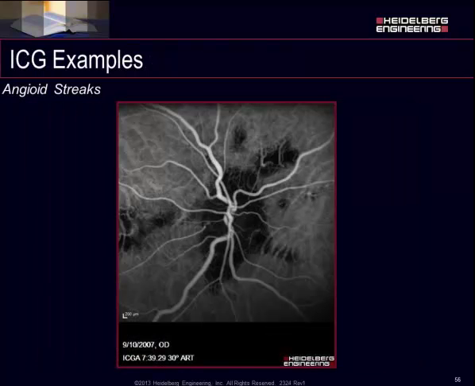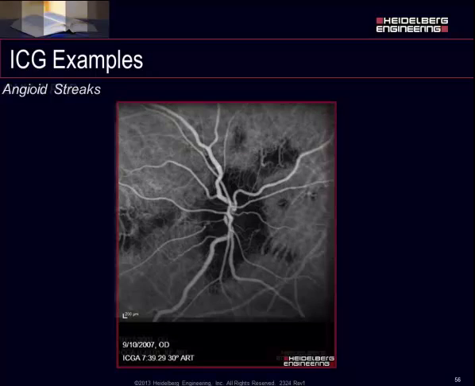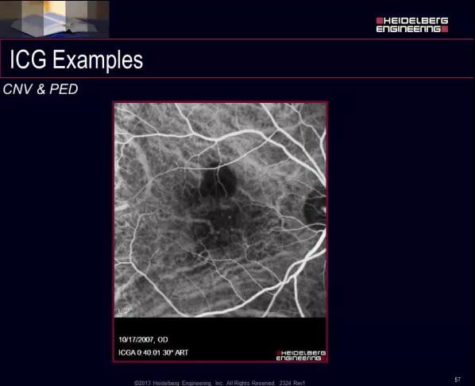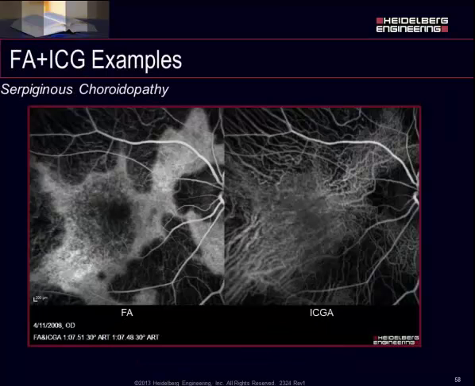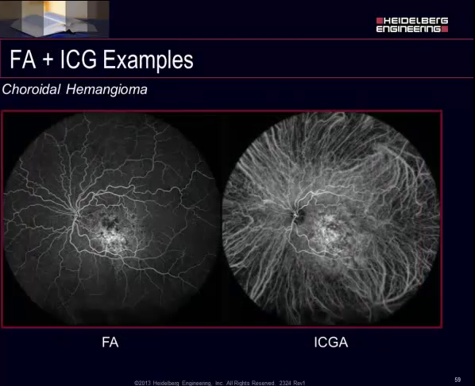This is an ICG image of angioid streaks. And another example of an ICG image. Here's a combination fluorescein plus ICG. And the fluorescein and ICG combination using the ultra wide field lens. So you can see how incredibly wide that image is.